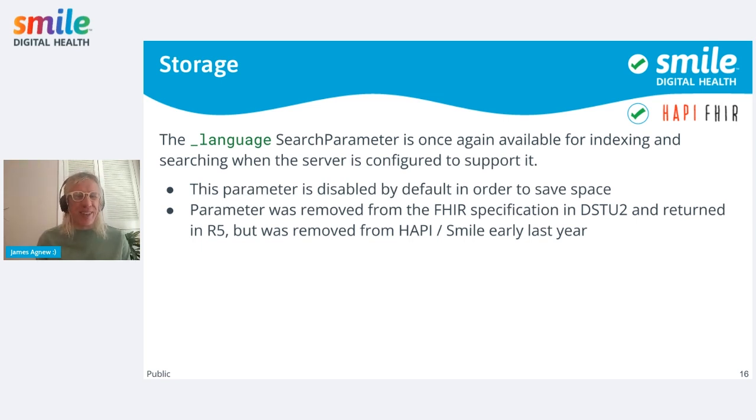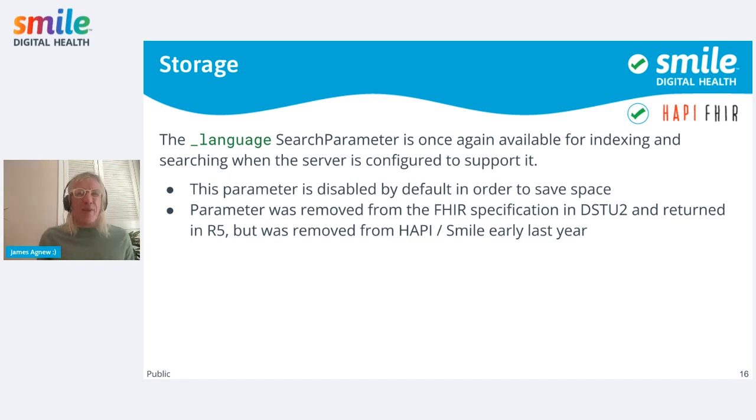So for the longest time, up until maybe a year ago, we had support for this underscore language search parameter, even though the FHIR standard had long since removed it. And so we were eating up disk space for a feature that didn't even exist in FHIR anymore. So we finally removed it about a year ago and stopped indexing that. And wouldn't you know it, then FHIR R5 came along, and FHIR R5 brought the language search parameter back. So we removed it, and then FHIR brought it back. So that was really complicated.